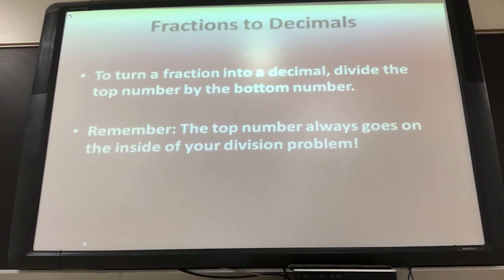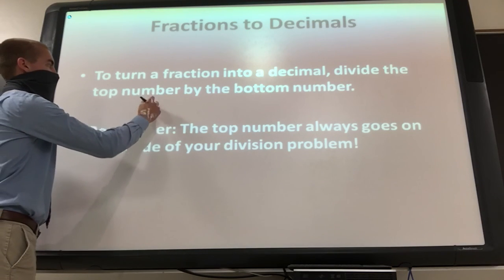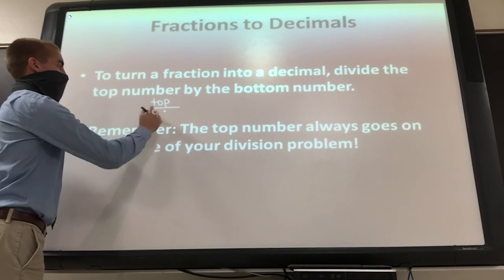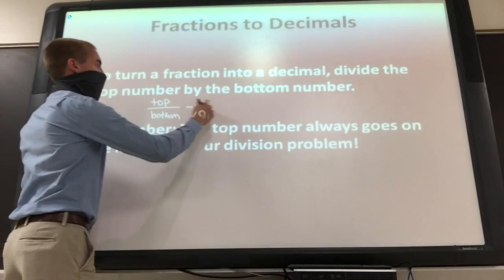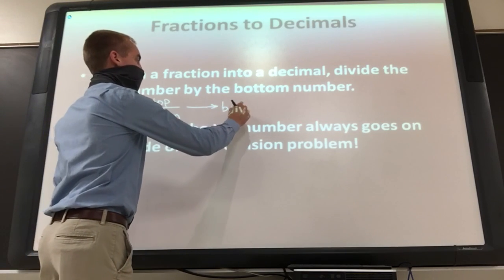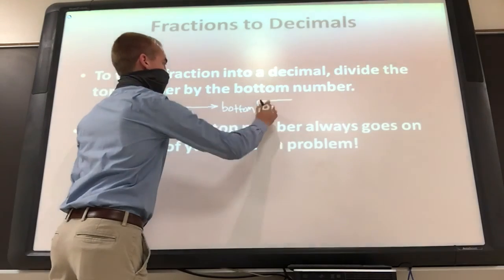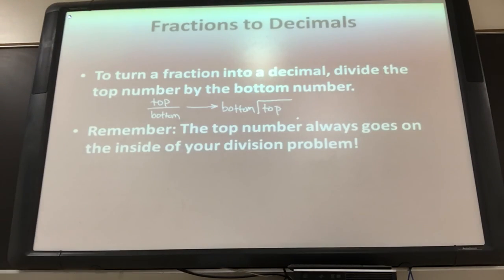We're just going to divide the top number by the bottom number. So another way to think about it, if we've got top number over bottom number, our division problem is going to look like this. The top number always goes on the inside.